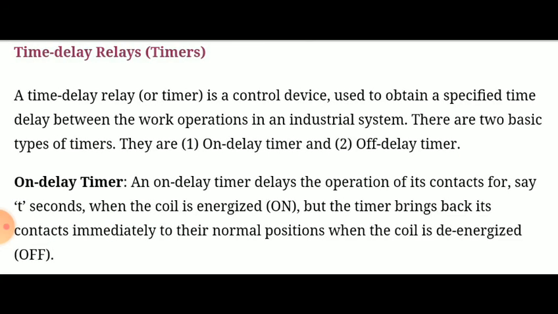Then time delay relays or the timers. A time delay relay or timer is a control device used to obtain a specified time delay between work operations in an industrial system. There are two basic types of timers: on delay timer and off delay timer. So an on delay timer delays the operation of its contacts for say t seconds when the coil is energized on, but the timer brings back its contacts immediately to their normal position when the coil is de-energized, that is off.